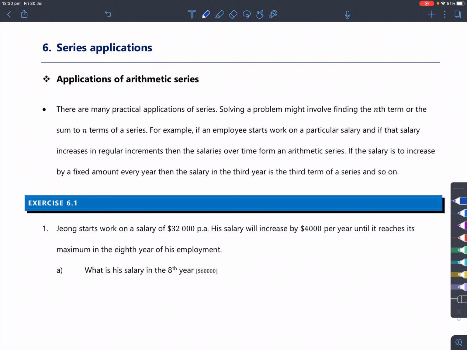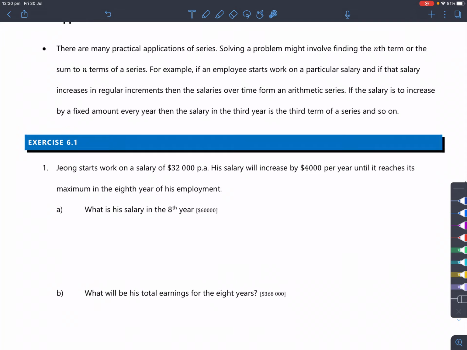Today's lesson will be focusing on applications of series and sequences. First of all, applications of arithmetic series. So let's just jump straight in to the first question to do with arithmetic series.